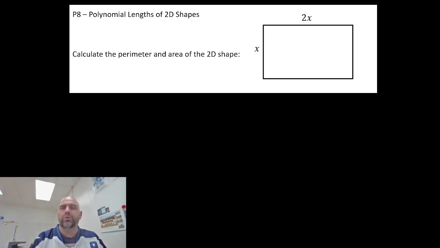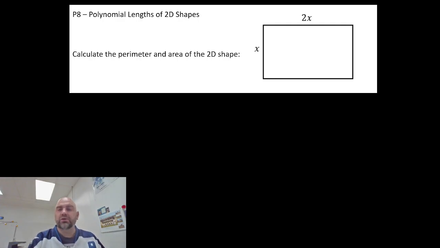The first one is a rectangle. This rectangle has sides of x and 2x. What it really means is that one side has a certain length and then the other one is twice that length, or 2 times that length. So if you want to pause here, try to find the perimeter and the area, and then when you start back up, we'll jump into the answers and what they look like.